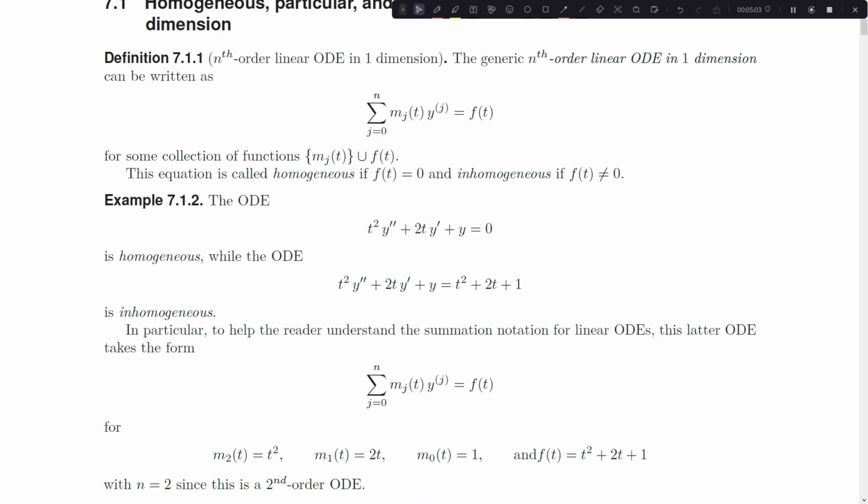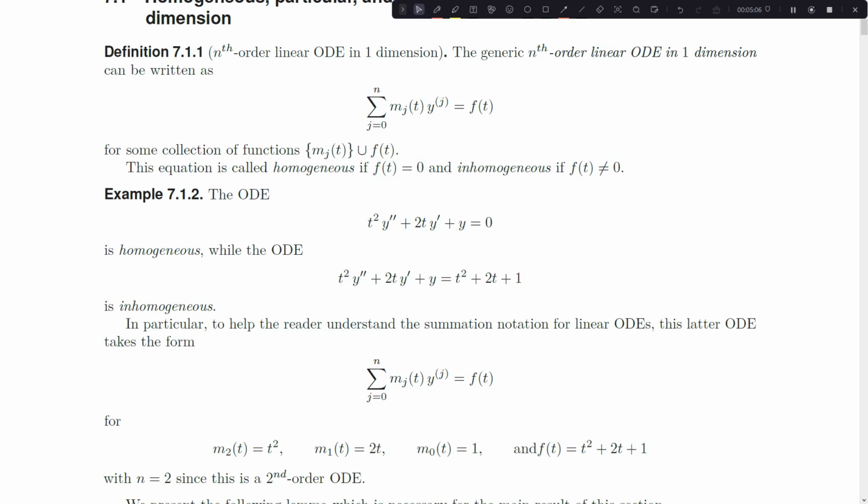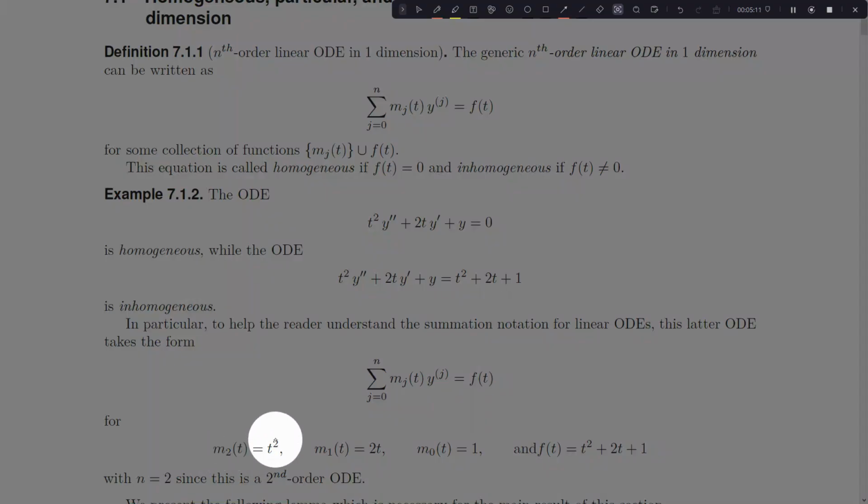To describe the summation notation, I've described explicitly what each of the mj's are going to be. So m2, the top order, is t squared. That's because it's the m that multiplies the top order, and then I have 2 derivatives on y. m1 is 2t, that's multiplying the first derivative. m0 is just 1, that's multiplying the 0th derivative. And then f of t is the right-hand side.